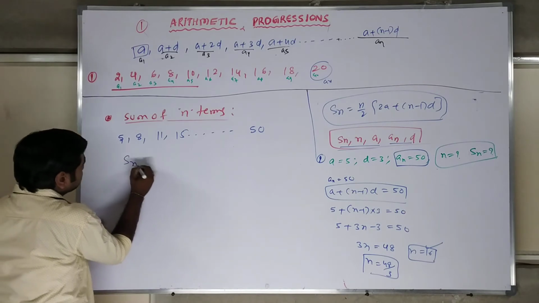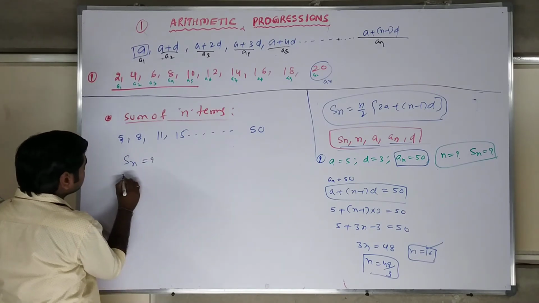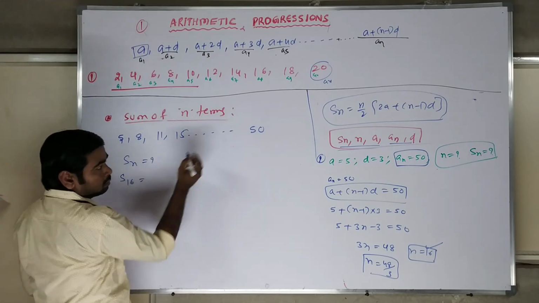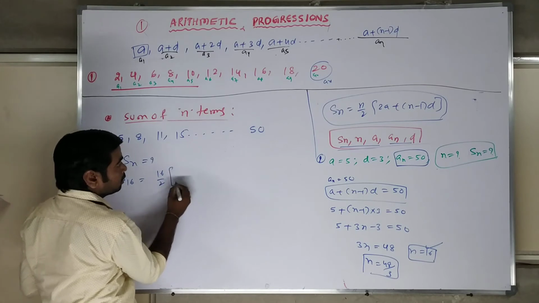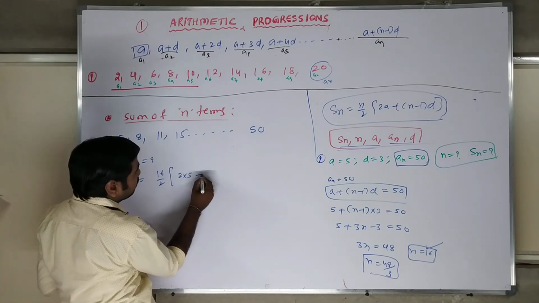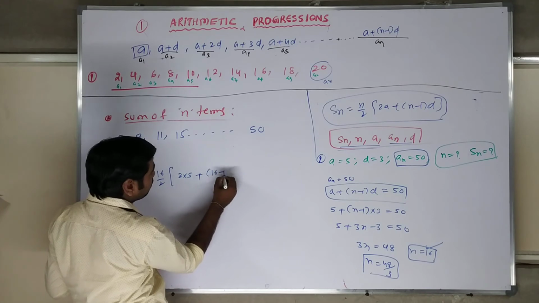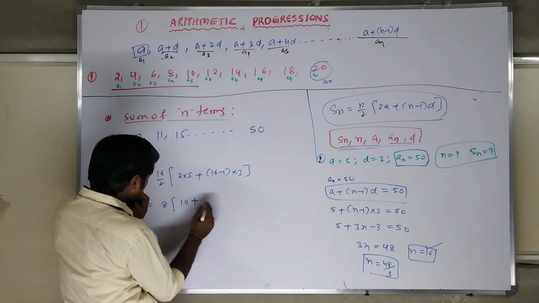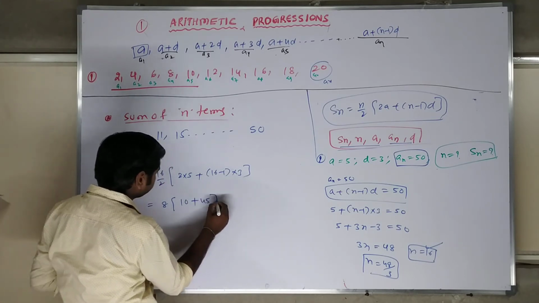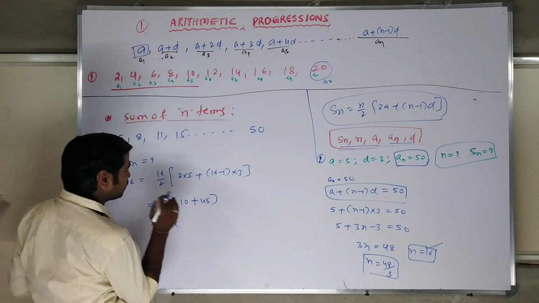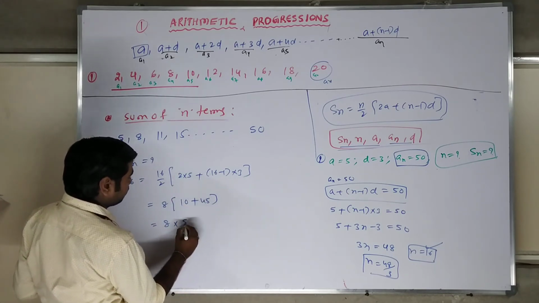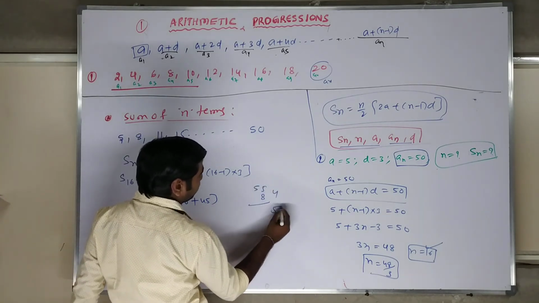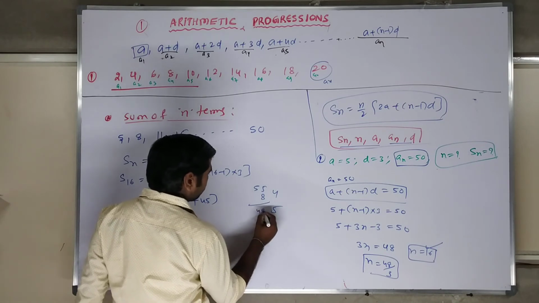So Sn is how much? Sn means S16, how much is it? The summation of 16 terms, how much is it? Till 16. So Sn is n by 2 into 2a plus n minus 1 into d. 16 by 2 into 2 into 5 plus 16 minus 1 into d, which is 3. So 8 into 10 plus 15 times 3 is 45. 8 into 10 plus 45, that is 55. 55 into 8 we can do: 8 5s are 40, plus 40 is 440 plus 55, 495.